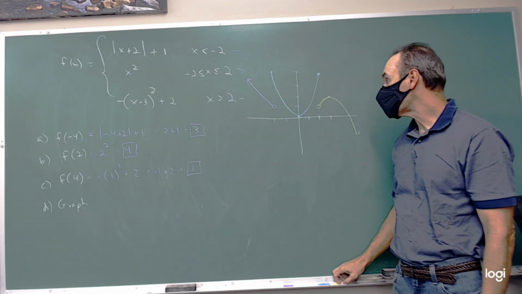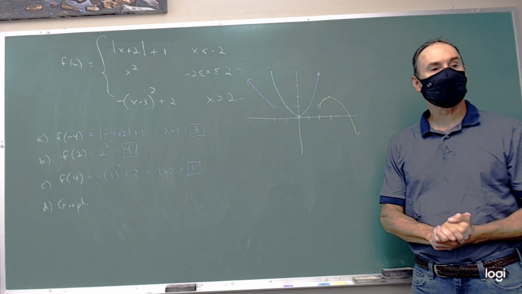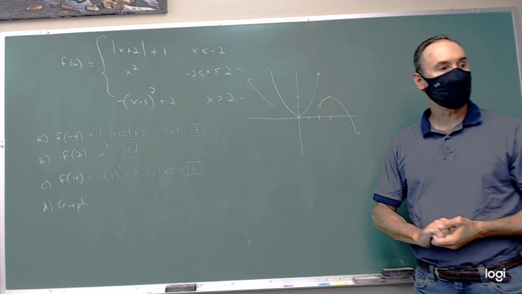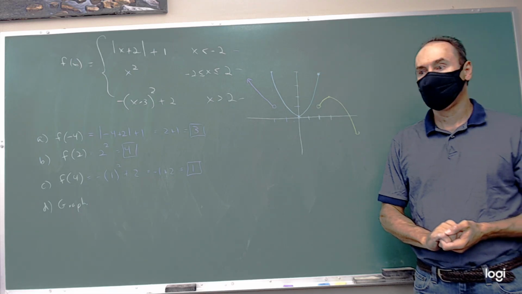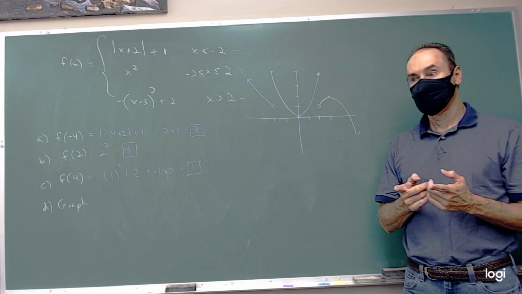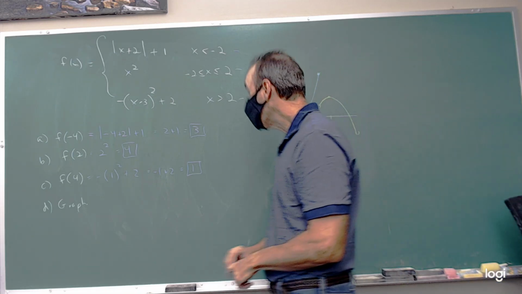And so we can see that none of the pieces of our graph connect. So there's a break in the graph each time we change to a different piece. Okay, questions on that? Okay, so we're going to do an inverse here.